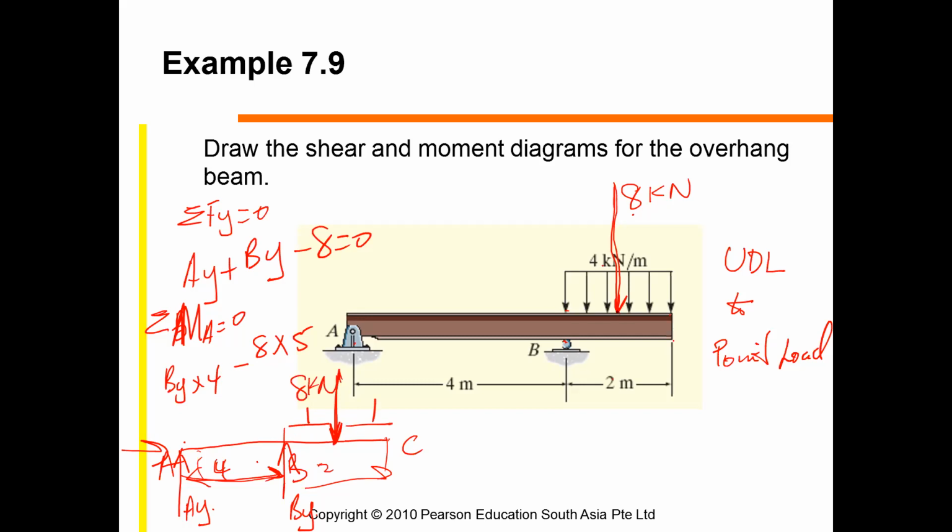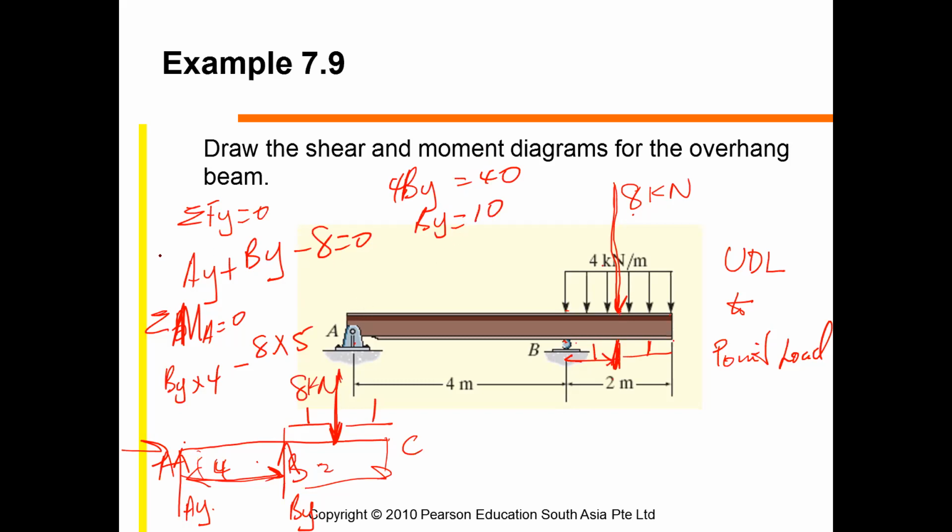So when you convert a UDL to a point load, it must act in the center of it. So it acts between here, which is 1. You remember that? So it must act 1. That is 1. So therefore, it is minus 5. So therefore, I can get BY from this. So BY would have been minus 10 equals to 40. All right. Oh, so plus 10. BY is equal to 10.